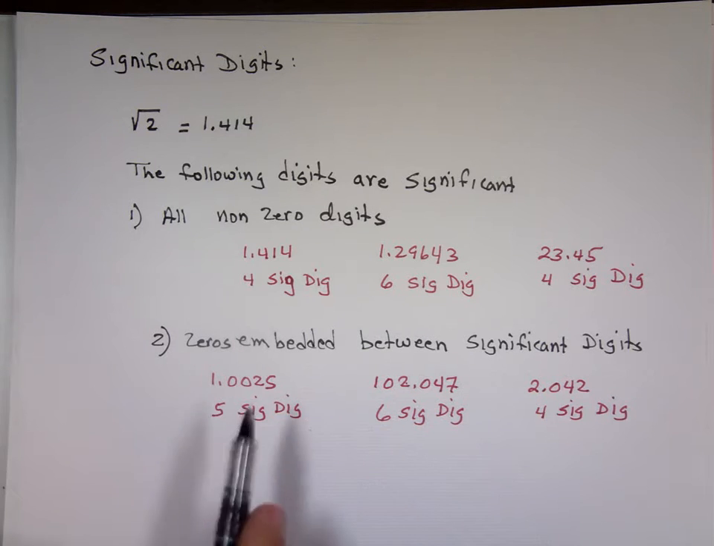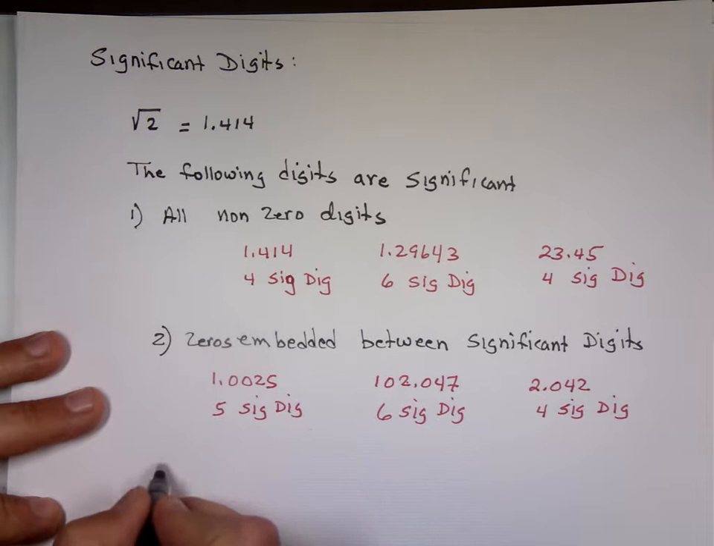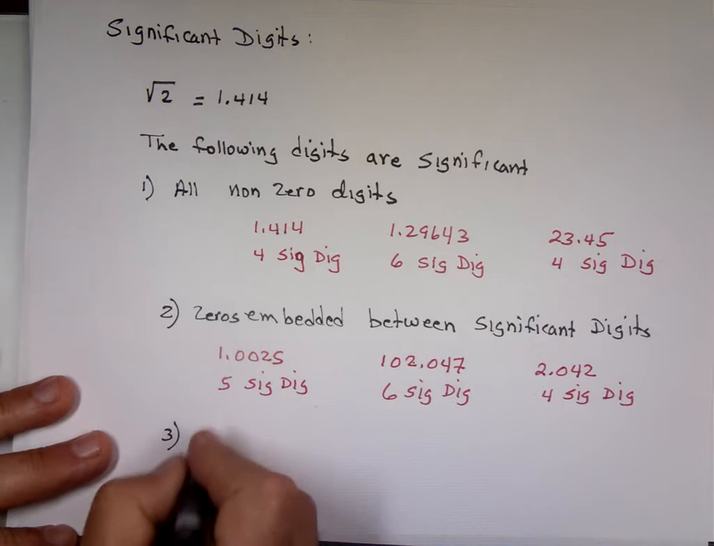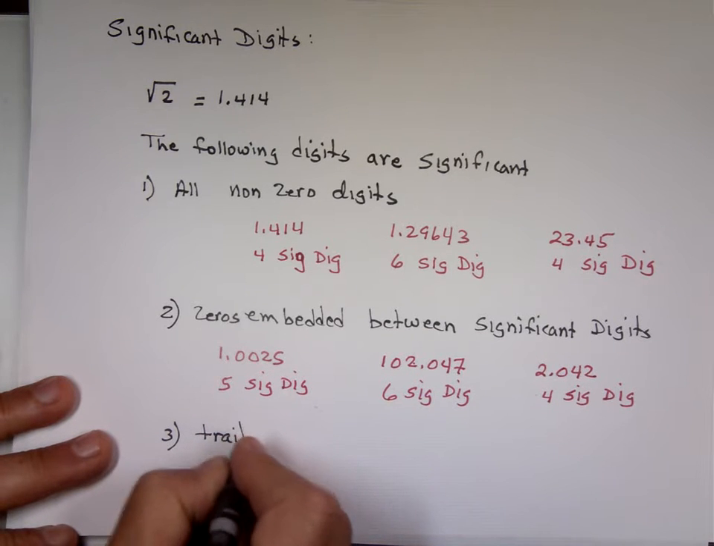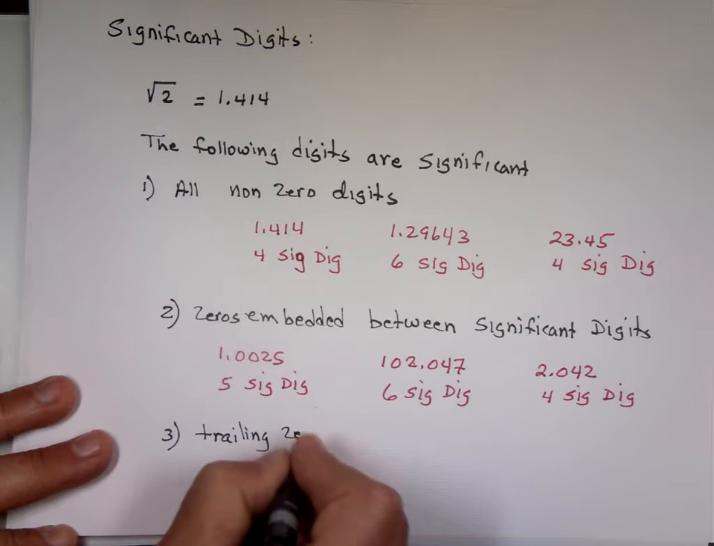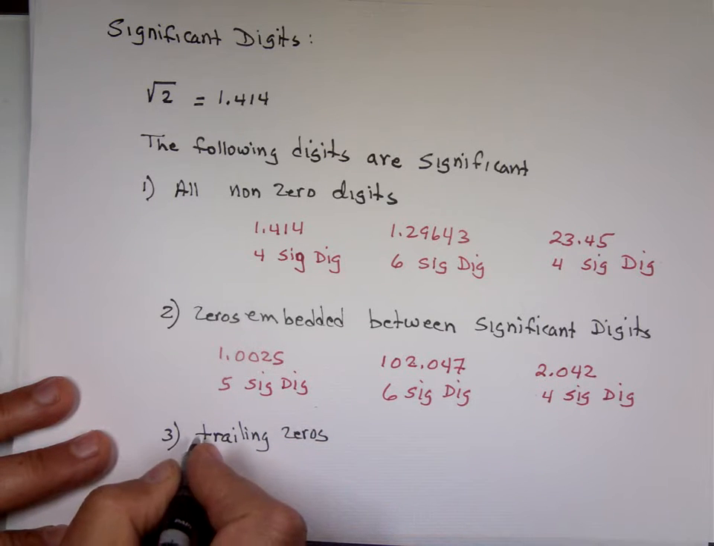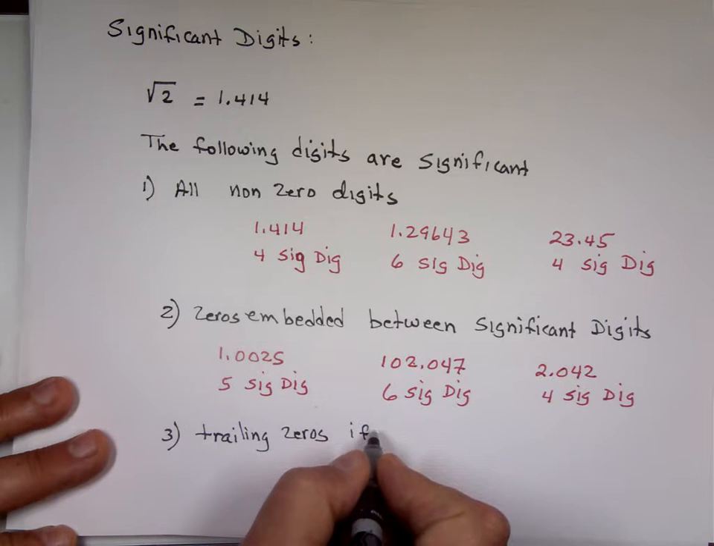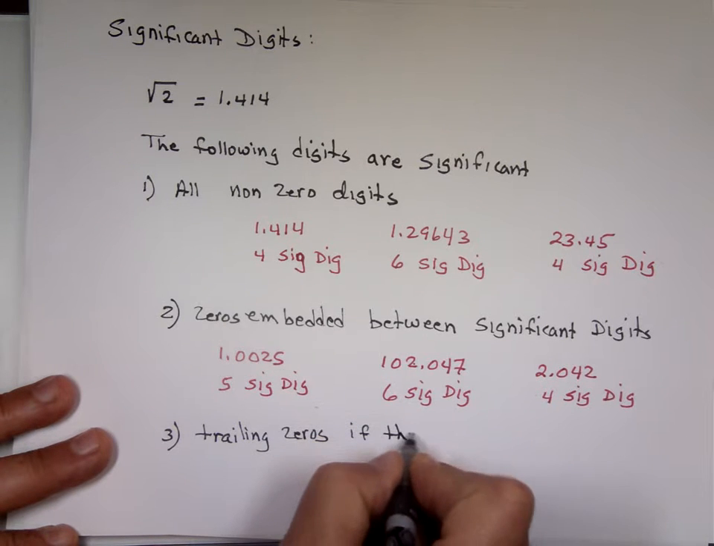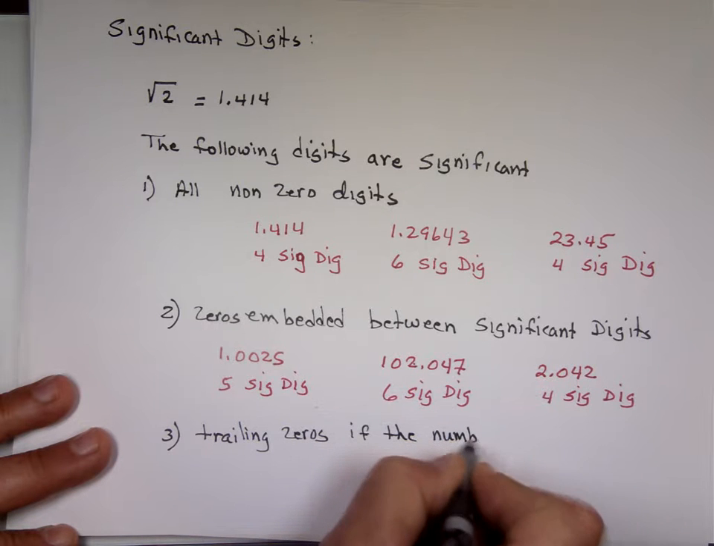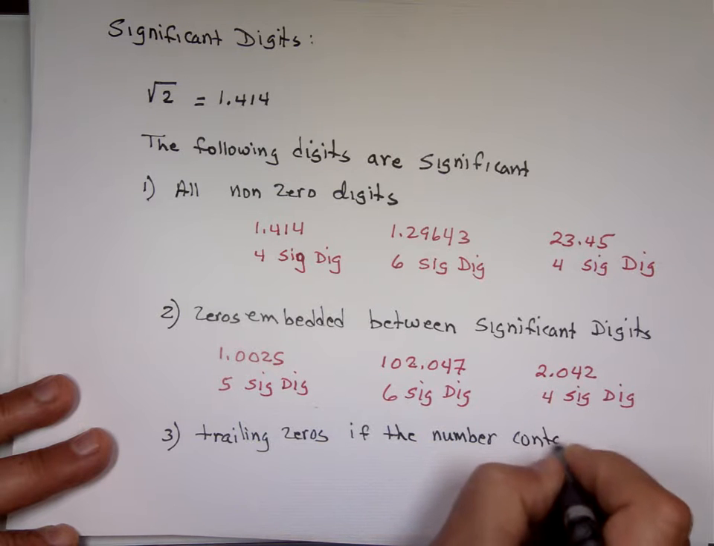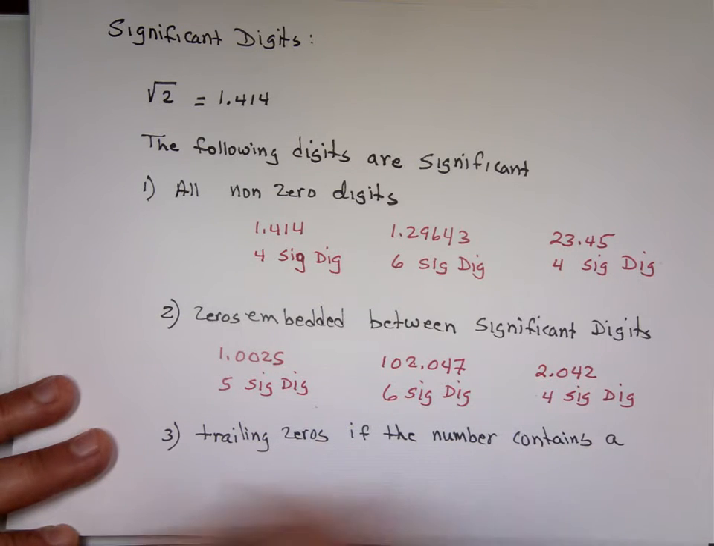Okay, what about zeros not embedded? So zeros at the end. So if we have trailing zeros, those are significant digits if what? If the number contains a decimal point.